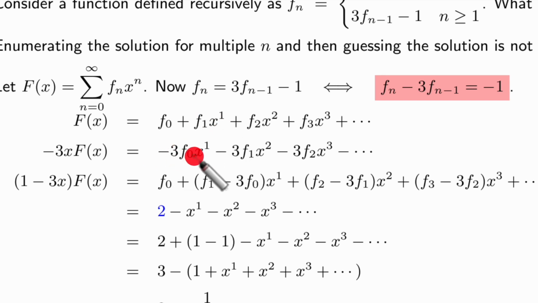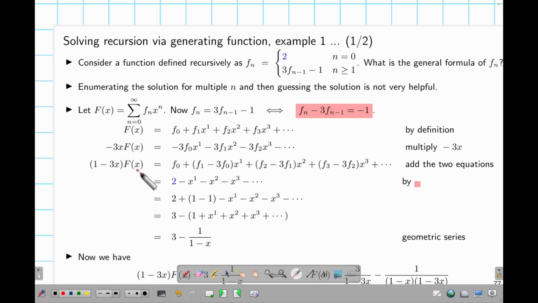It will be f1 minus 3 f0, which I have this thing. And they all have x1. So I have bracket x1. Next, I'm going to add the x squared term. So this is f2 and this is negative 3 f1 x squared. They both have x squared. Then I will get f2 minus 3 f1. I have this term. And similarly for the x cubed. So I have this term. So this step is basically I add these two together, give me this.